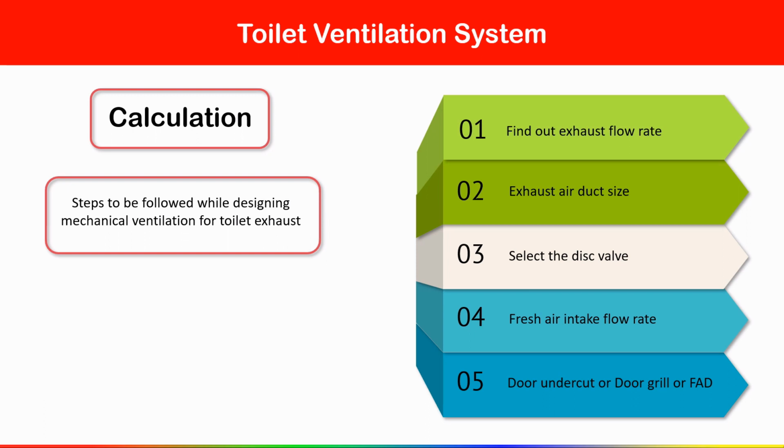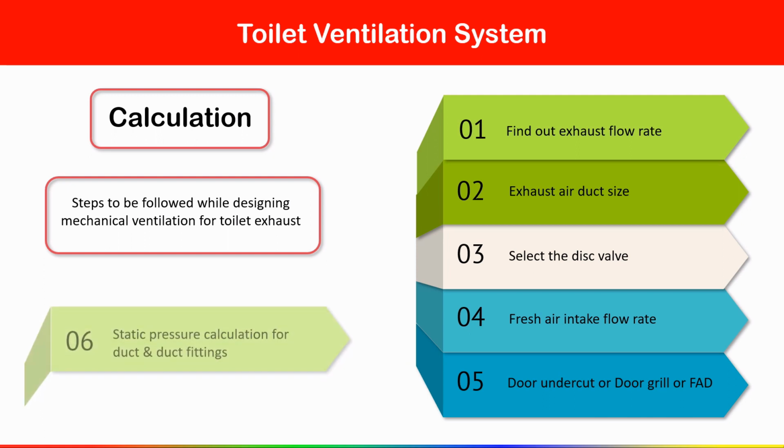Okay, otherwise you can take fresh air from the door undercut. Or sometimes you have to place the grill indoors only. How do we design that? What is the width and height of that grill? For that we have a calculation. In the calculation part I will show you how we can size the grill, door undercut and fresh air ducting, all this I will show you.